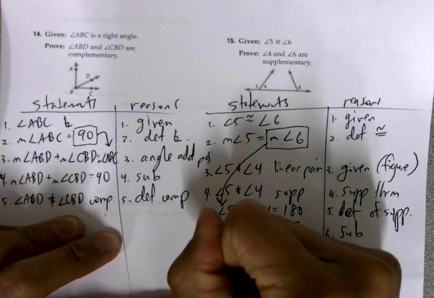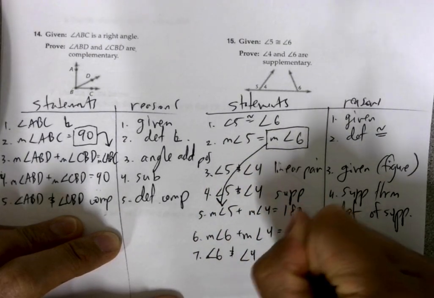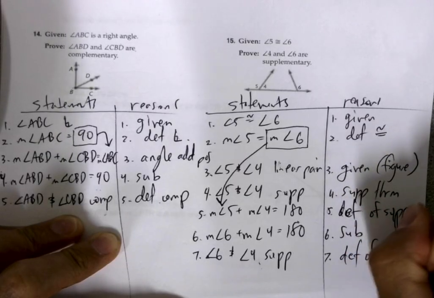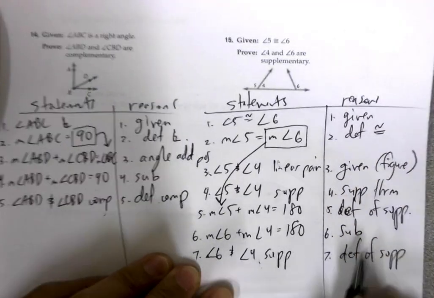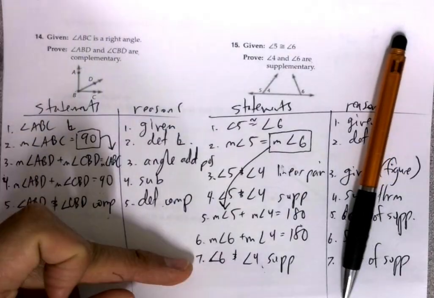And I'm going to go ahead and do that. So angle 6 and angle 4 are supplementary, and that's the definition of supplementary angles. And hey, that's our proof statement. So we are finished.